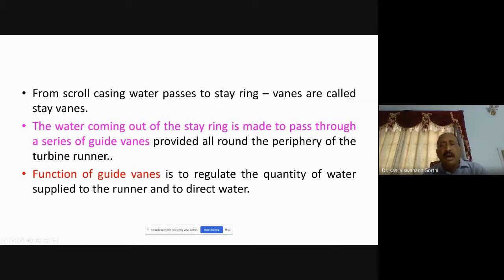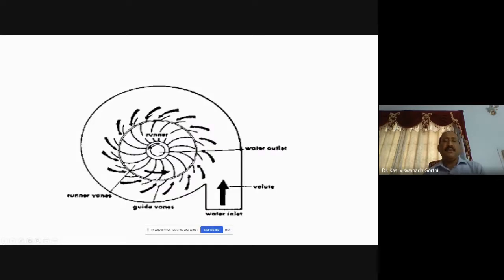The water coming out of this stay ring is made to pass through a series of guide vanes which are provided all around the periphery of the turbine runner. The function of these guide vanes is to regulate the quantity of water going to the runner, and to direct the flow of water. These guide vanes will be performing this function.